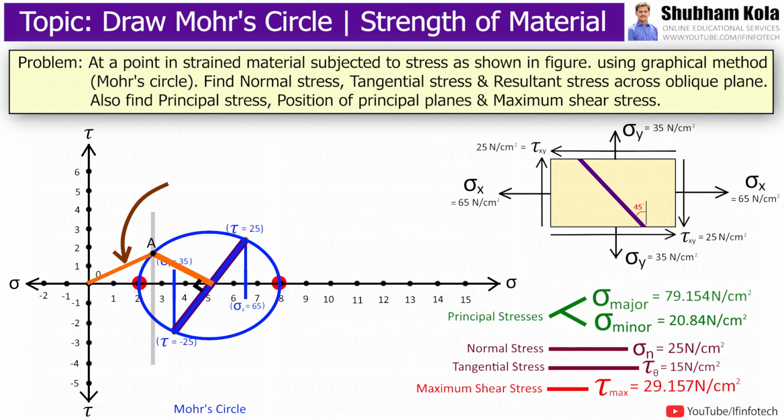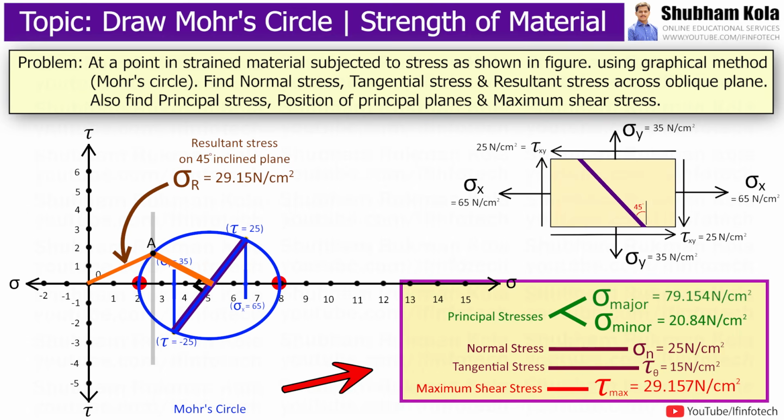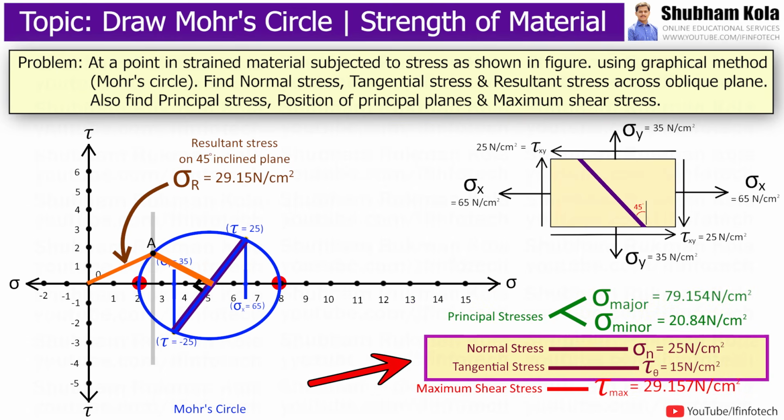If I join these two points, then this distance is my resultant stress on the 45-degree inclined plane, which equals 29.15 Newton per centimeter square. So in this way, we draw the Mohr circle to find the values of principal stresses and values of normal stress and tangential stress on an inclined plane.